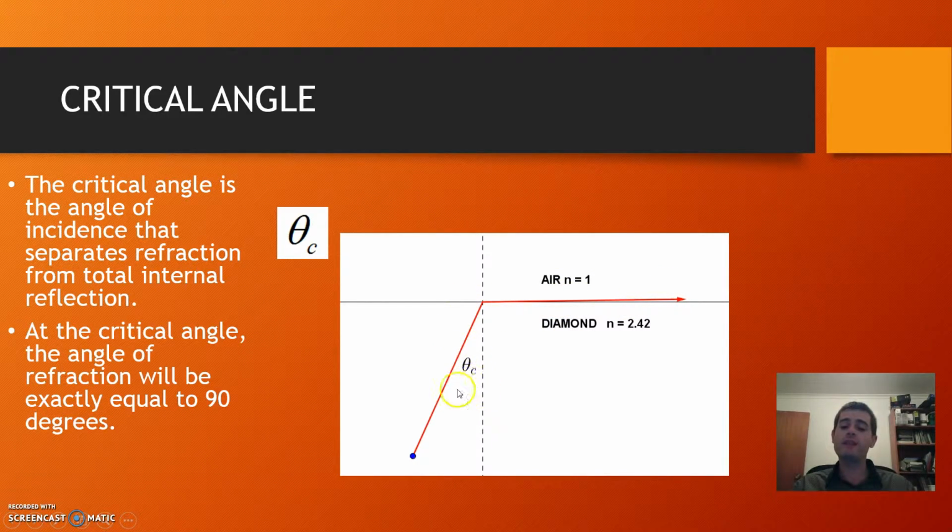If your angle of incidence gets any greater than theta c, then there will no longer be refraction and the light ray will be totally internally reflected back into the material instead.